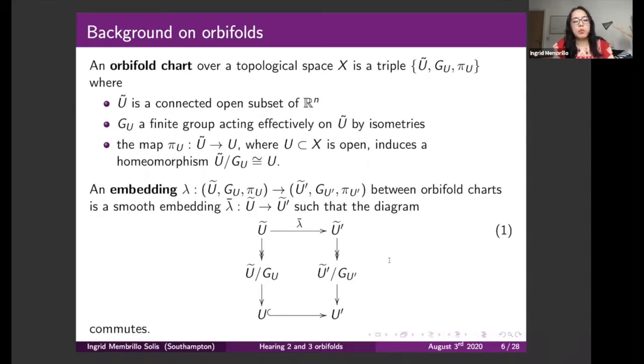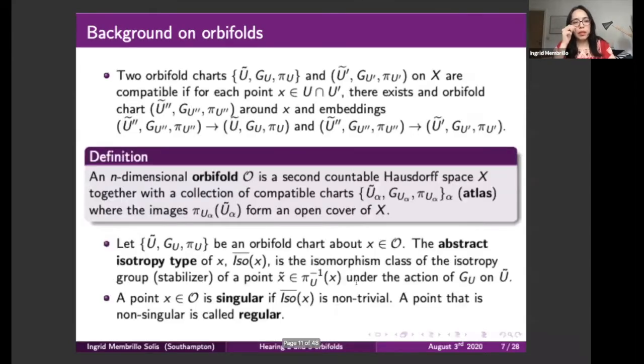And now we can talk about embeddings from one orbifold chart into another orbifold chart. An embedding λ, in this case for orbifold charts, is a smooth embedding between the charts Ũ and Ũ', such that this diagram commutes. This diagram basically tells us that the embeddings behave well with the action of the groups G_U and G_U'.